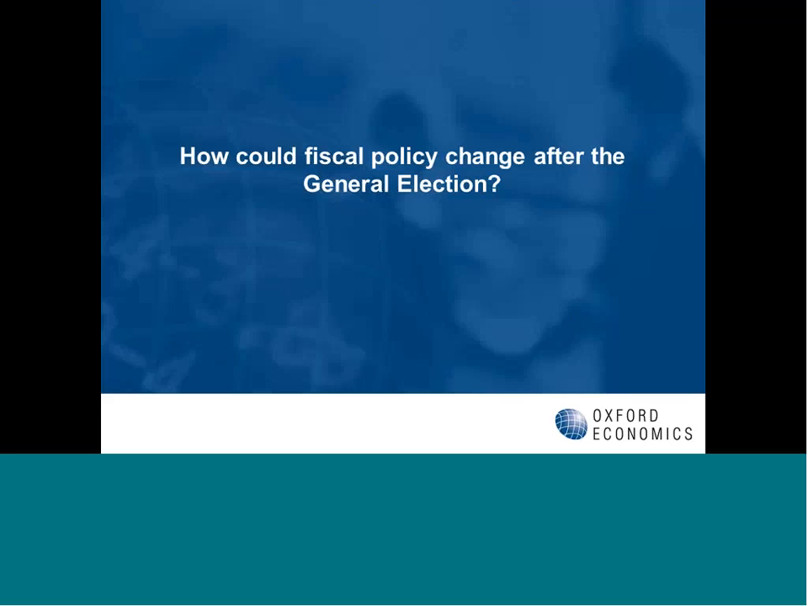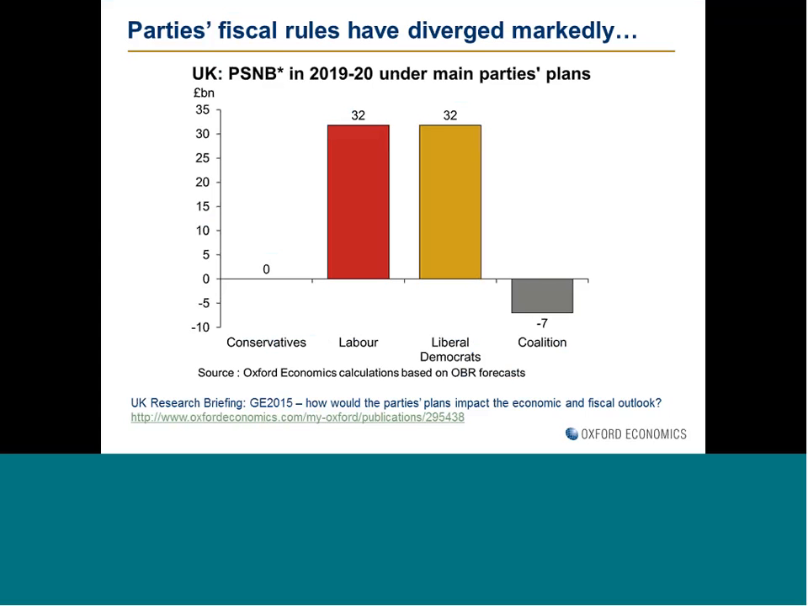Thanks, Martin. Well, in terms of the parties' fiscal plans, I think it's fair to say they've probably diverged more than at any time for several years. Certainly, if you look at where the parties are now relative to 2010, things have diverged quite markedly. Now, the first aspect in which they diverge is in terms of the fiscal rules. I think if you look at the three main parties, they're all looking at something that looks slightly different from one another. I suppose at the loosest end of the scale is the Labour Party.